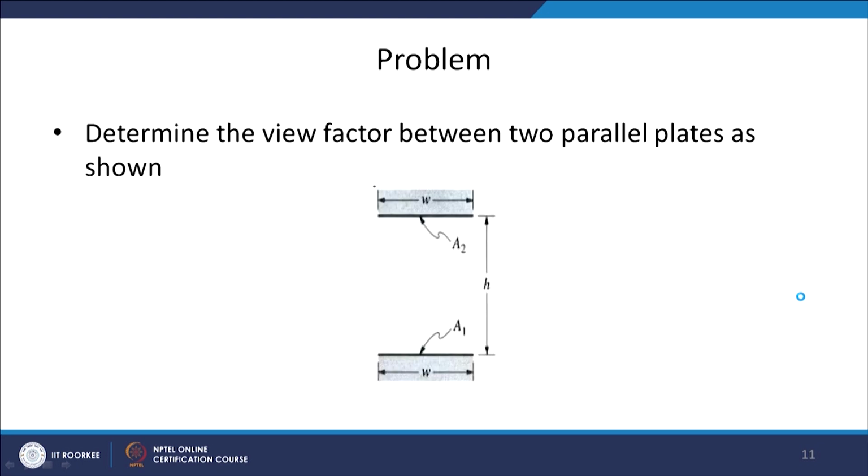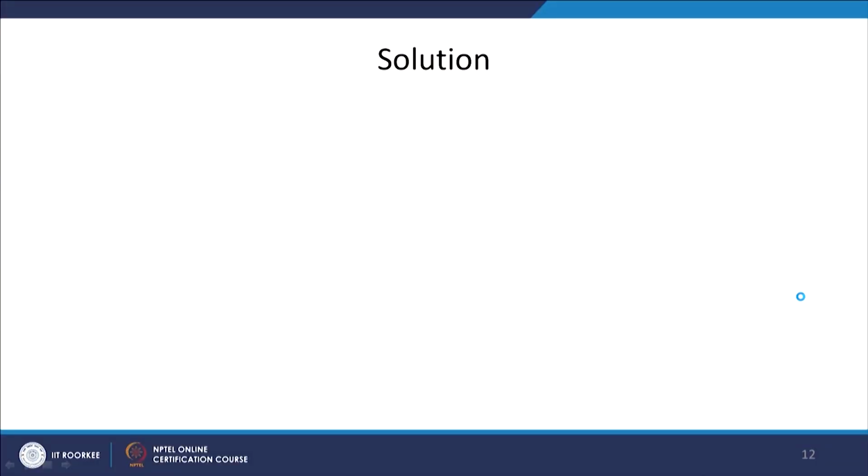So, let us conclude this chapter with one example. We have two parallel plates. The width of each plate is W, and the vertical distance or the separation between the two plates is H, and the plates extend to infinity. That means the thickness of these plates in the plane of the board or paper is infinity. So, we have to evaluate the view factor for this configuration. So, let us apply the area integration method for this.